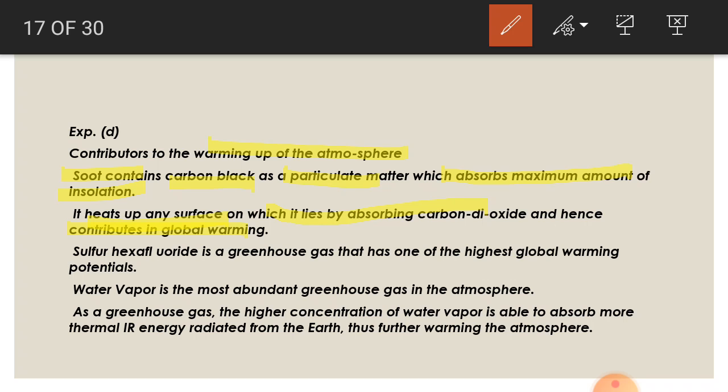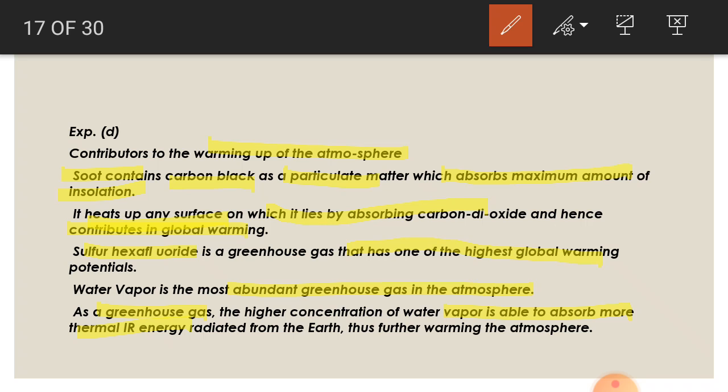Sulfur hexafluoride is a greenhouse gas and has one of the highest global warming potentials. Water vapor is the most abundant greenhouse gas in the atmosphere. Water vapor also absorbs the radiation of the sun and heats up the environment. As a greenhouse gas, a higher concentration of water vapor is able to absorb more thermal energy radiated from the earth, thus further warming the atmosphere.